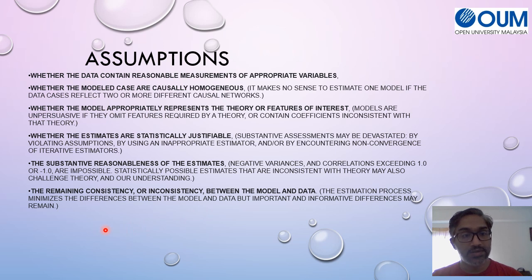The sixth one is the remaining consistency or inconsistency between the model and data. The process minimizes the differences between the model and data, but important differences may remain. All right, so let's go to the next slide.